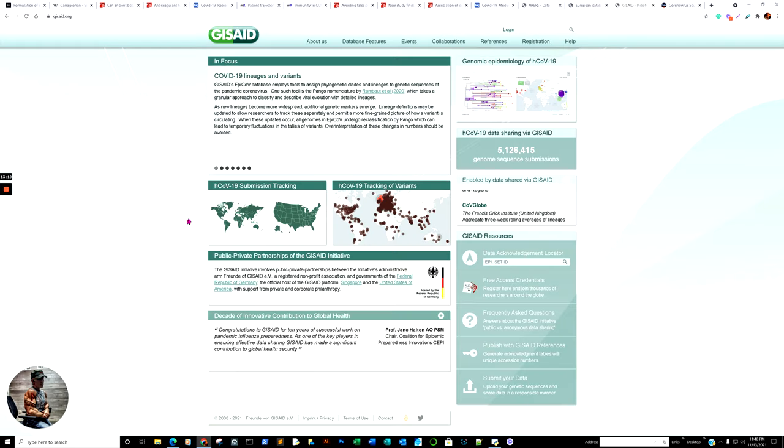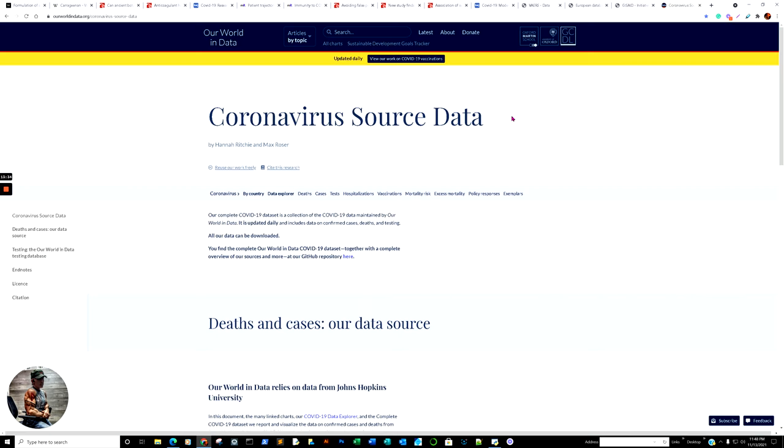GISAID, again, for the variants, even though now it appears to be all Delta, but we now have Delta 2, but I haven't seen the data arise yet to distinguish between Delta and the sublineages of Delta so far. And then, of course, my beloved Our World in Data. Incredible, incredible data source. So now let us begin with the research as follows.